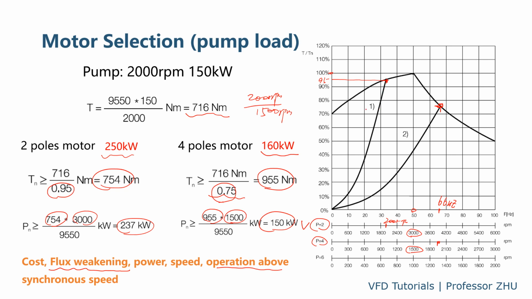If we choose the two-pole motor, the torque is here, and the rated speed for the load is here, but the rated speed for the motor is here. So actually we waste area, since torque times speed, the rectangle, represents the power. The working point for the pump is here, and the maximum power needed for the pump is like this area. But the motor rated point is here.